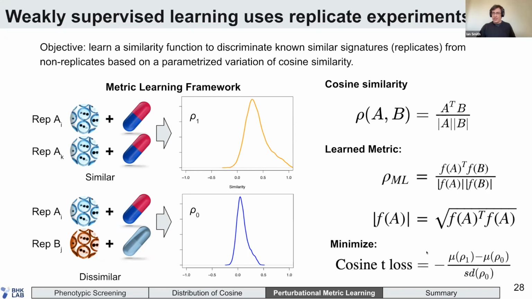And the loss function that I use for PeML, although you could use a lot of different loss functions, is a t-loss, where you look at the mean of the known similar pairs minus the mean of the dissimilar pairs, divided by the standard deviation of the dissimilar pairs. So this borrows a little bit from the cosine theory.